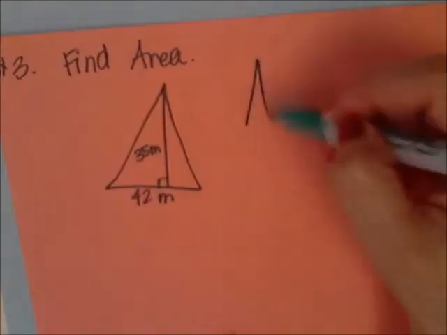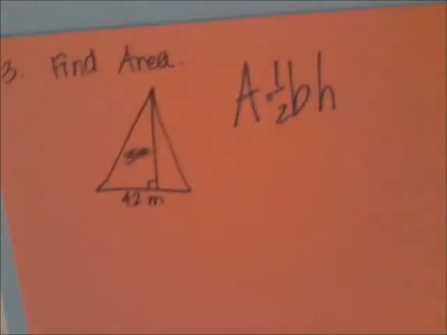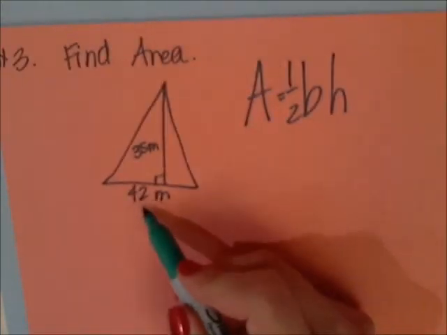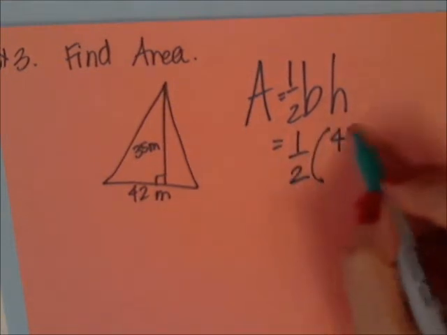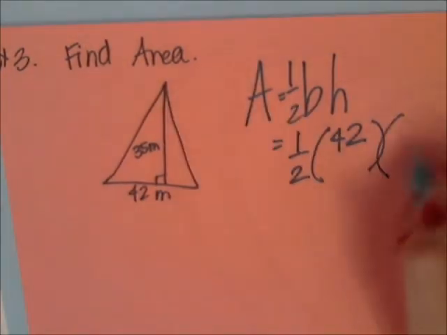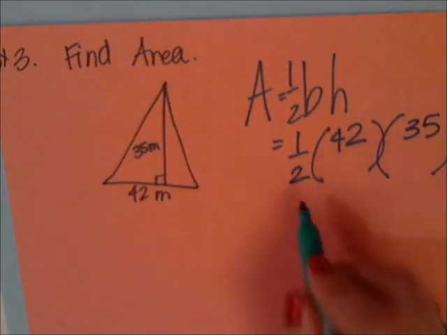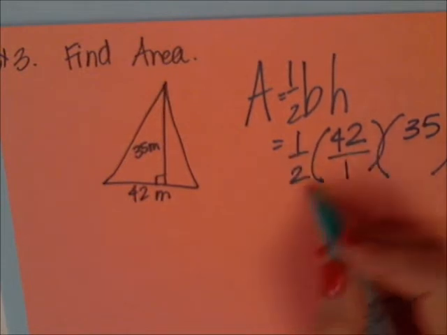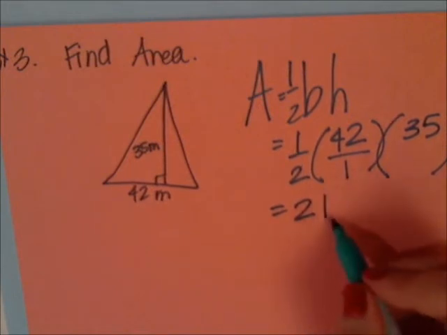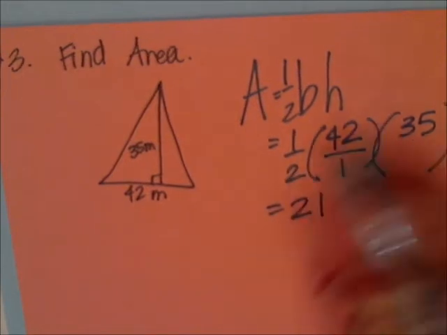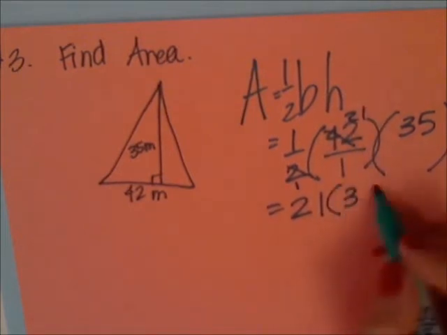Next, they've given me one here that is actually a picture. So again, area equals half times base times height. We don't want to forget that. Okay, so here, the base of this triangle, if you can't see it, it is 42, and the height is 35. So what I'm going to do here is multiply half times 42 over 1, and that gives me 21, because this cancels out, and then times 35.